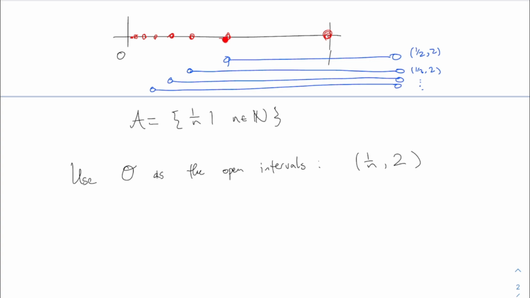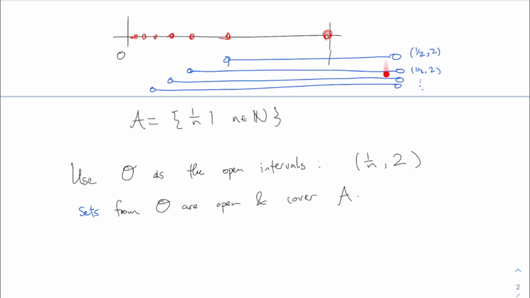Like this red dot here at 1/2, it's not in this one because I exclude that endpoint, but it is in this one. All right? So these blue guys do actually cover up all of these dots. So those are the open intervals, 1 over n to 2. Sets from O, first of all, they are open sets, right? Because they're intervals, and they cover A, because every one of those red dots eventually lies in one of these blue intervals. But the question is, can I still cover A by using only finitely many of these intervals?